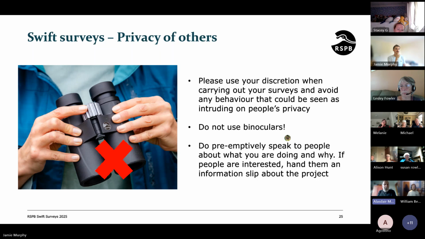We're hoping that we'll be able to send out some information slips that you can just give to people so they can find out a bit more. But this is a really good engagement activity, because people often don't know what swifts are. They don't know they're in their town. Sometimes they don't even know they're in their house, because they're great neighbours. They're very quiet. They don't make a mess. And sometimes people need to know how lucky they are to have this really rare, really astonishing bird living somewhere in their buildings.